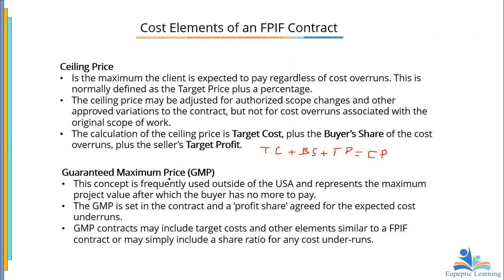Now we are looking at the guaranteed maximum price, or GMP. And like I said earlier, it is used outside the US and represents the maximum project value after which the buyer has no more money to pay. You get it here? The maximum value for the project, after which the buyer has no more money to pay. It is usually set in the contract and a profit share agreed for the expected cost underruns. These contracts may include target cost and other elements similar to a FPIF contract, or may simply include a share ratio for any cost underruns.